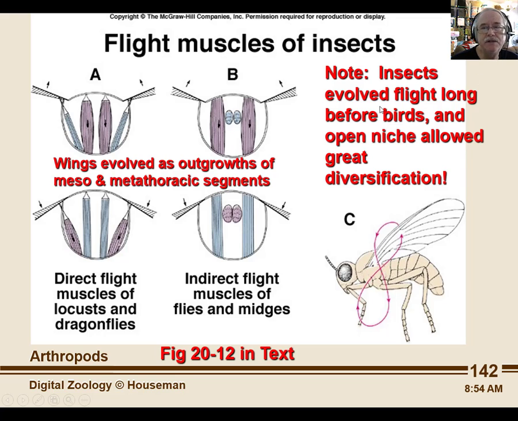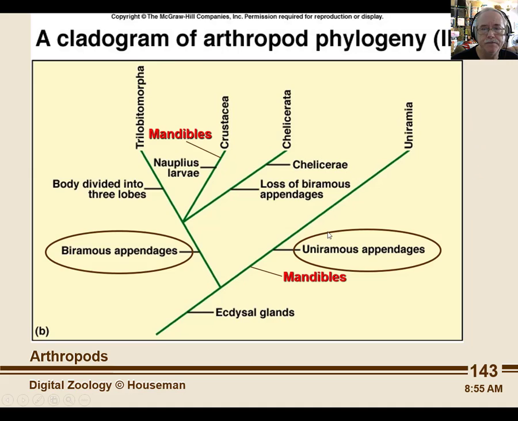Note here, insects evolved flight long before birds, and that open niche, flight, air, right, allowed an incredible diversification of insects. Okay. In terms of evolution of these different groups of arthropods, I have to say, unfortunately, that the jury is still out on a number of different issues here, and so the relationship between different groups of arthropods is still quite contentious. Here's the old view here.